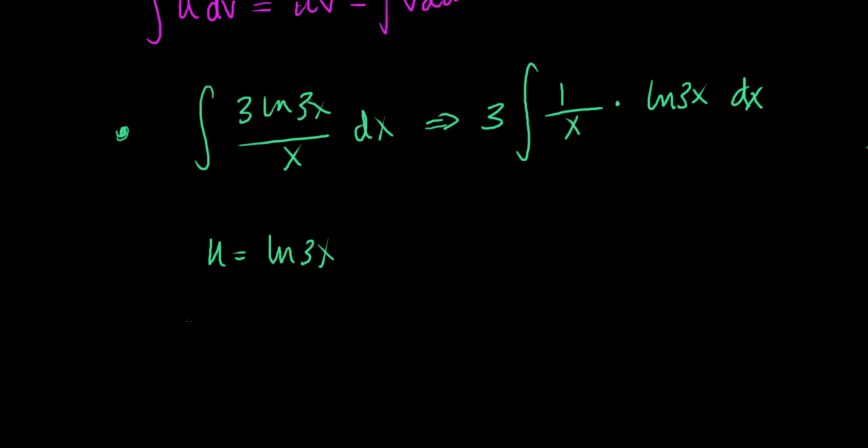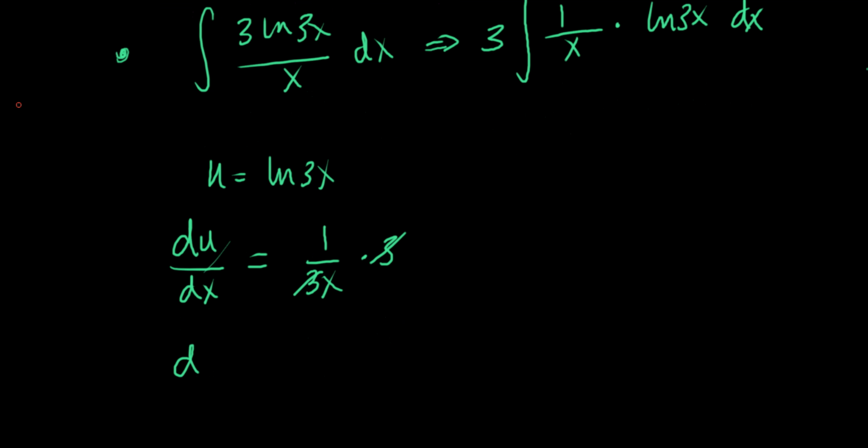Well, then if we do du dx, well, that's going to be 1 over 3x times chain rule, right? Times 3. Well, the 3's cancel. And you have 1 over x. And then we see that du is equal to 1 over x dx.